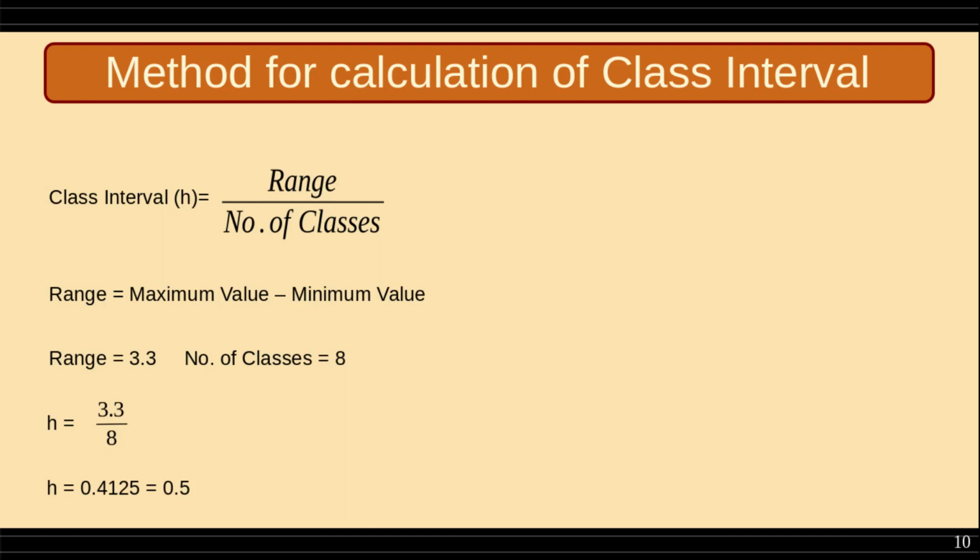My dataset, which I have used for the demonstration, contains observations which have a significance level after the decimal of 1. So I have rounded the class interval to 1 decimal place. Therefore, the class interval is 0.5.